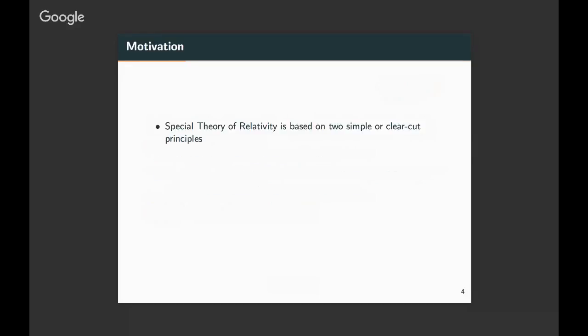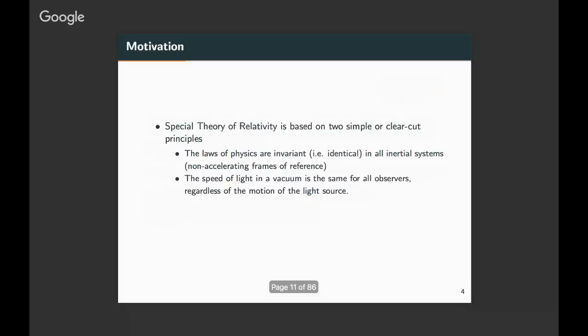The special theory of relativity is based on two simple, clear-cut principles: that physics will be the same in every frame of reference, and that the speed of light, no matter what the speed of the light source is, will be c, which is basically 3 times 10 to the power 8 meters per second, for every observer. Do we have any similar physical statement-based structure for quantum theory?